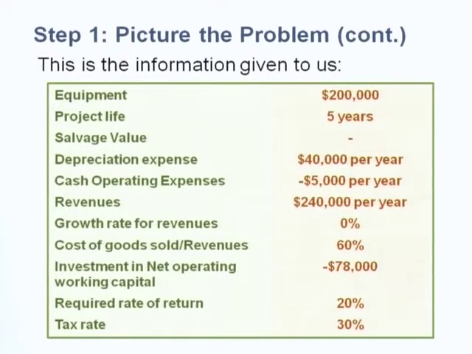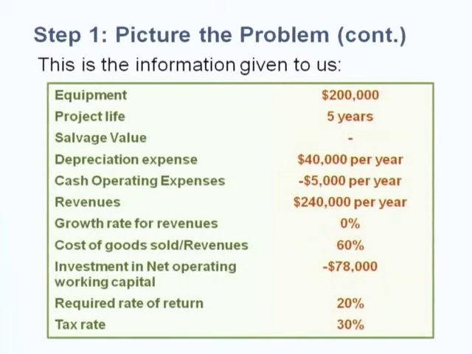The equipment is 200,000. You know this from the question. Project life 5 years. Salvage value 0. Depreciation 40,000. How do you get 40,000? Equipment minus salvage value 0, divided by the class life. Let's assume that project life equals the useful life of the asset, so depreciation will be 200,000 divided by 5, or 40,000 per year.